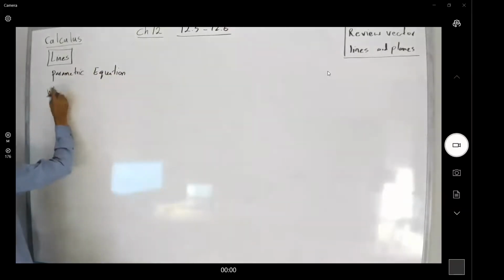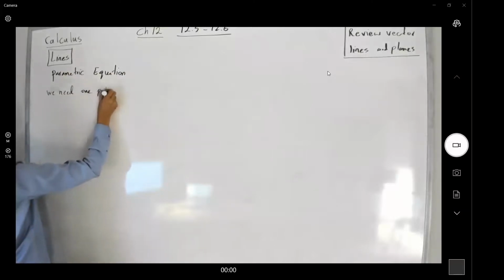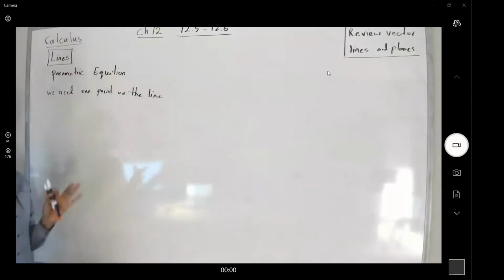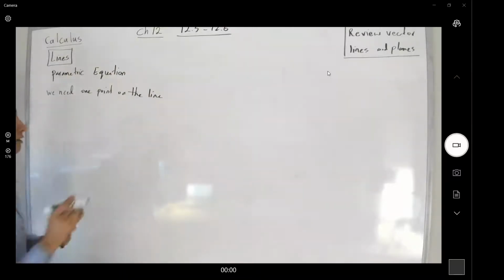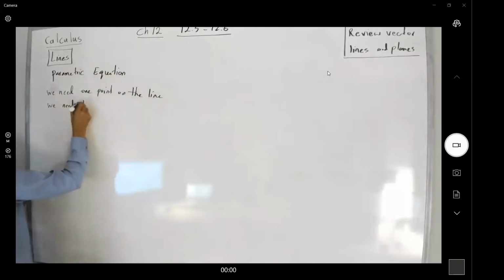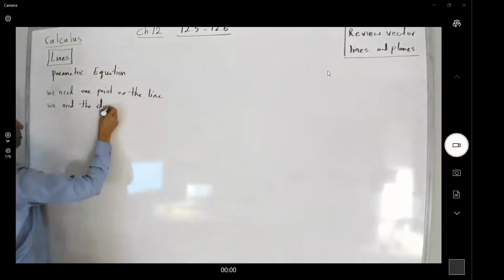What we need: one point on the line, and we also need a direction vector. We need the direction vector.